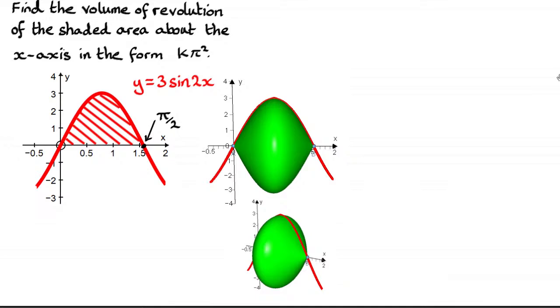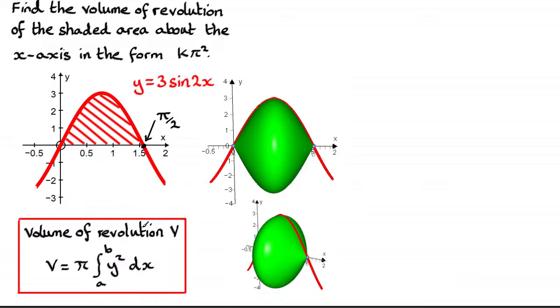And how do you find volumes of revolution about the x-axis? Well, this is the formula. The volume of revolution, I've called V, is given by pi times the integral of y squared. So in this case, it will be this function here, squared, with respect to x, going between the limits a and b. And those limits will be 0 here and pi upon 2. So you should already be thinking about this integral here. Okay, there we go. So hopefully you should be able to do this now. See how many of you can come up with this.